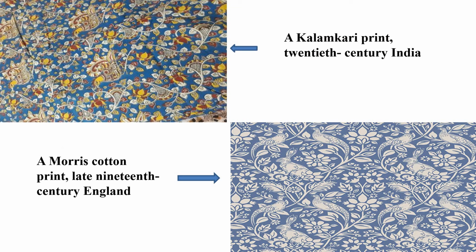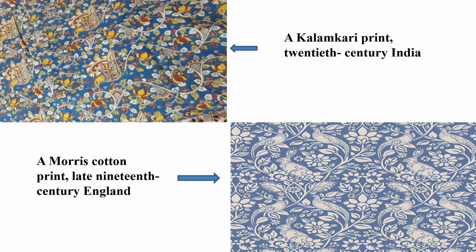Let us see here. Here are two images of cotton print. The image on the top shows a kalamkari print created by weavers of Andhra Pradesh in India. At the bottom, there is a floral cotton print designed and produced by William Morris, a famous poet and artist of the 19th century from Britain. There is one thing common in the two prints. Both use a rich blue color commonly called indigo.